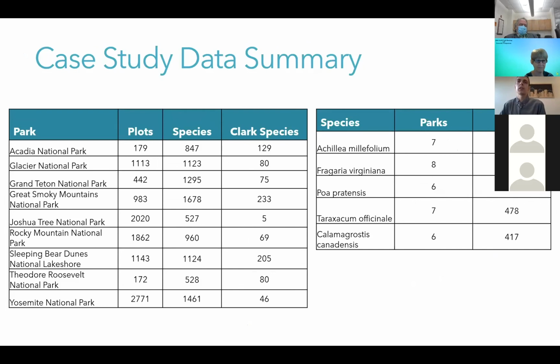And moving on to our deeper dive into the models, this is just a quick summary of our data from our case study parks. The table on the left shows the number of vegetation plots we have for each of our case study parks, followed by the number of total species found in those plots, and finally, the number of species from the Clark et al. analysis that we've located in those parks. This again highlights the data gap we have in the Southwest, because you can see that Joshua Tree only has 5 of those species in it. And the table on the right shows the most common species across all of our case study parks.